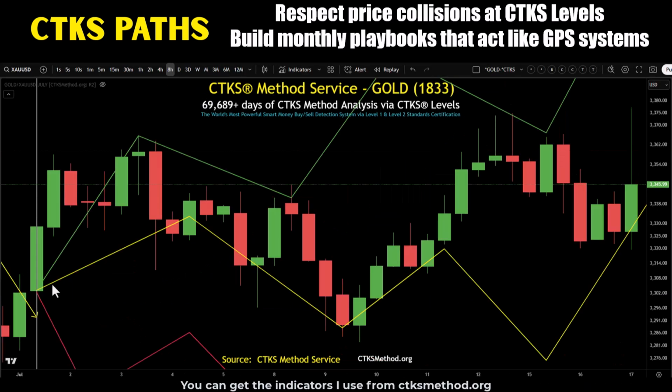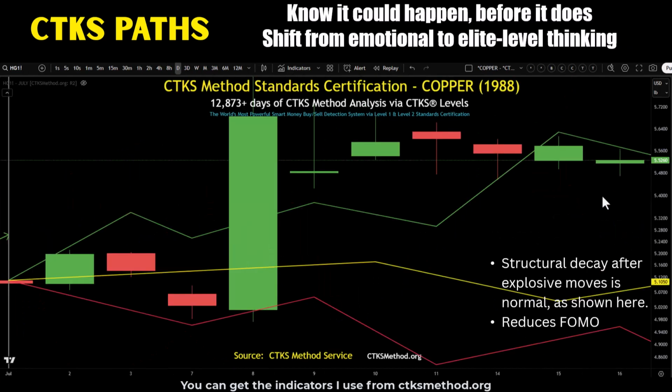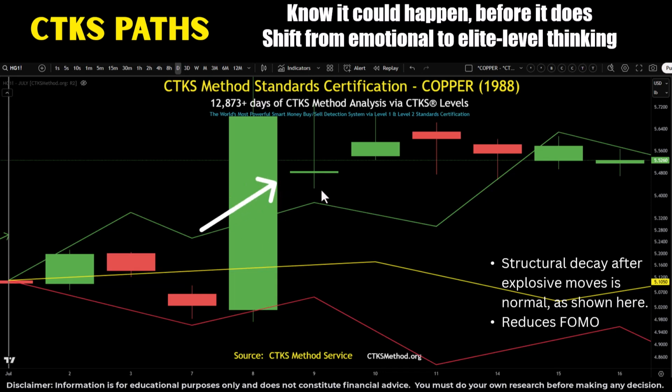Understanding structure is an absolute game changer. Here we can see gold has been obeying the consolidation path, but has recently started to gain a bit of momentum. Having the capability to know what could happen in the future is very, very valuable. For example, even though copper exploded, normalization is part of the paths. That is, structural decay after explosive moves is really normal.